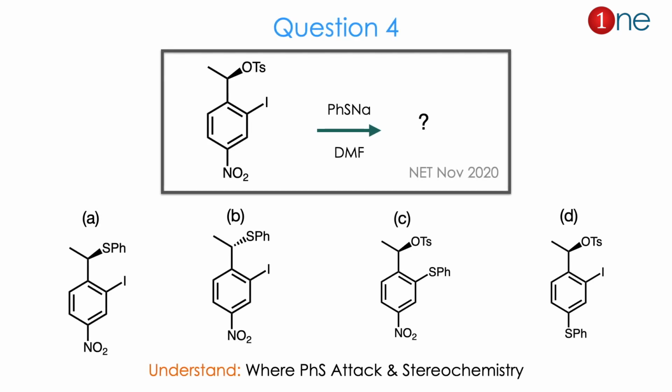Then question number 4. The starting material is benzene attached with many functional groups: nitro, iodo and OTs. They are asking about PhSNa, the nucleophilic attack, and you are using DMF as solvent. They ask you to find the product.